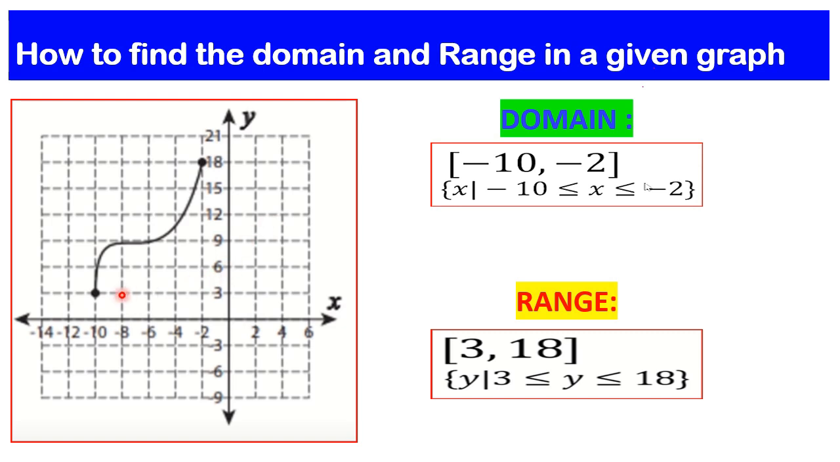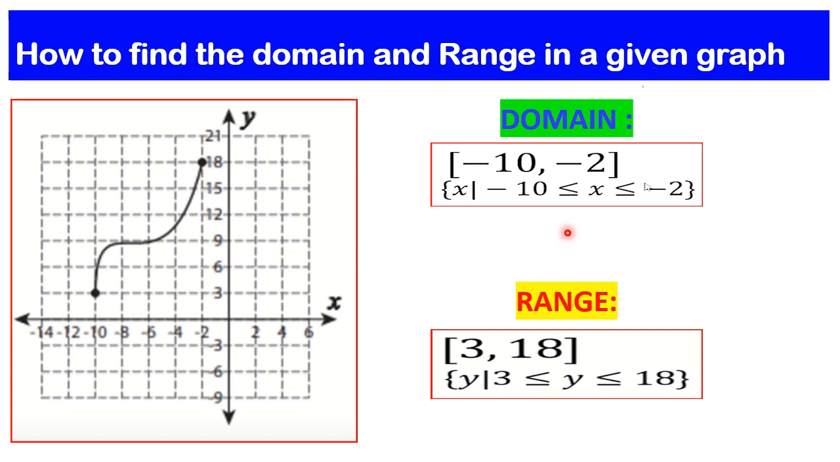So, therefore, kung atin makikita, yung ating pong domain ay all the x values. So, kasama ba yung negative 10? Kasama. Therefore, sa interval notation, bracket po yan pagkasama. Kasi kapag hindi kasama, parenthesis. So, bracket, negative 10, comma, hanggang negative 2. Tama? Ayan, hanggang negative 2. Kasama ba yung negative 2? Kasama. Kaya, bracket din po. So, therefore, sa notation po, x such that x is greater or equal to negative 10 at less than or equal to negative 2.